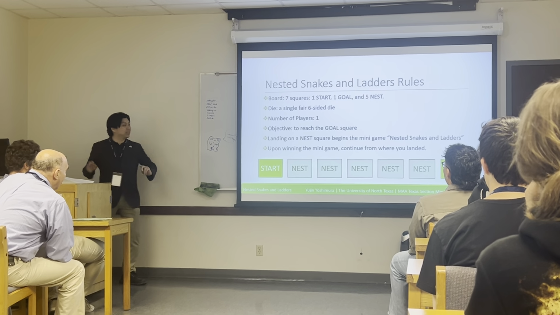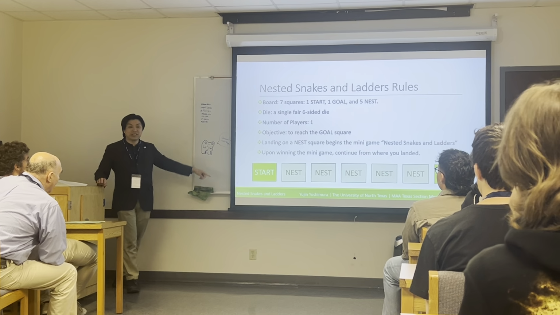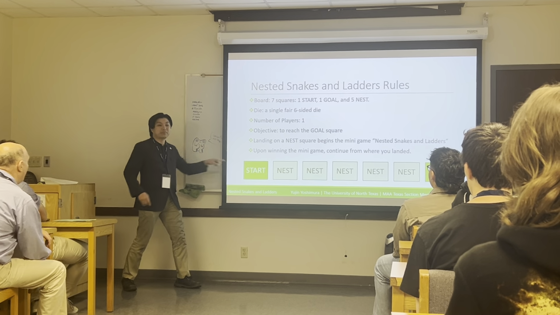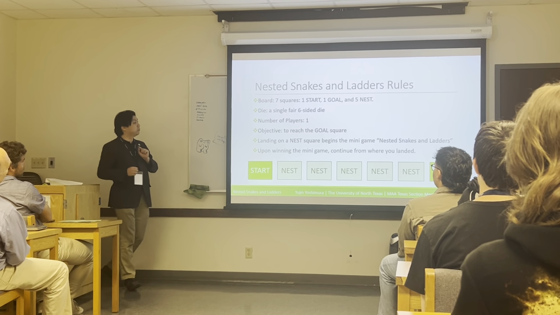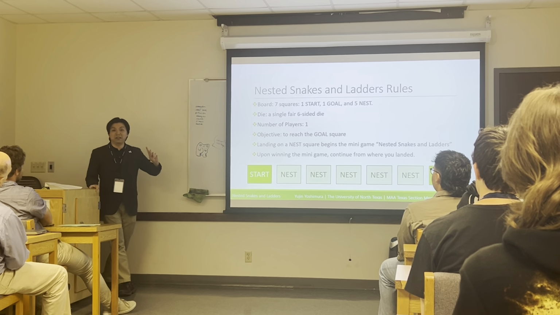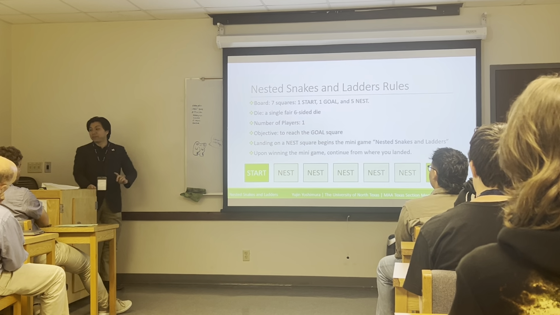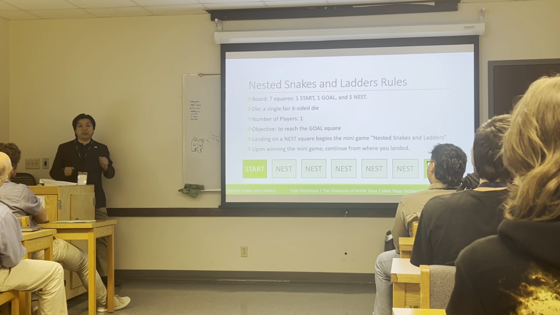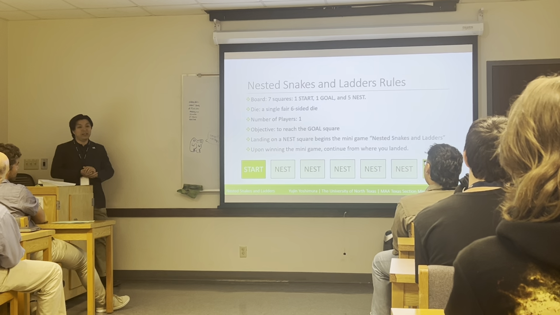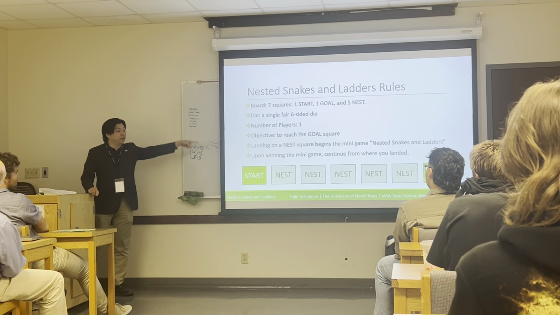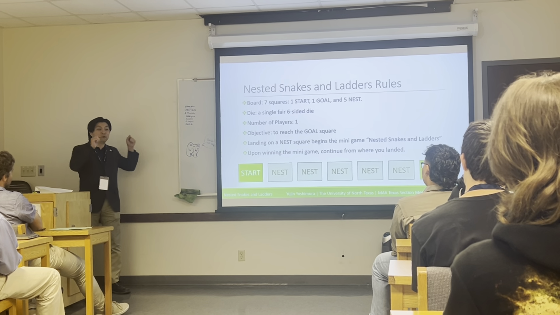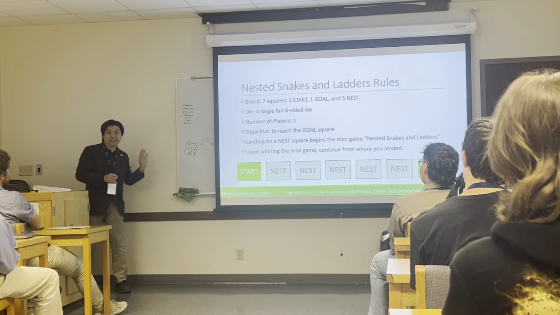The setup is like this. There are only 7 squares. You start from here, and then there are only 6 more squares to get to the goal. You roll a single fair 6-sided die, and you're the only player. You're not competing with anybody else. Once you get to the goal square, you win the game. Otherwise, once you get to the nest square, there's a mini game called nested snakes and ladders that you begin. And once you win that game, you go back to where you were and continue the game.